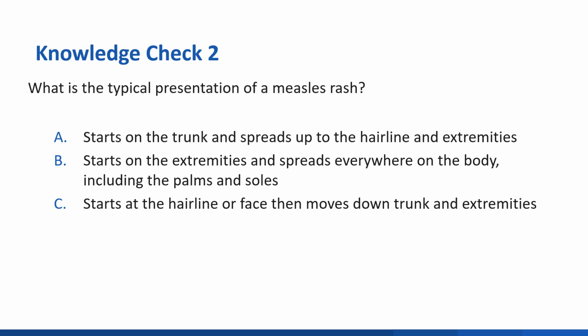So, knowledge check number 2. What is the typical presentation of a measles rash? Is it A, starts on the trunk and spreads up to the hairline and extremities? B, starts on the extremities and spreads everywhere on the body, including the palms and soles? Or C, starts at the hairline or face, then moves down to the trunk and extremities?